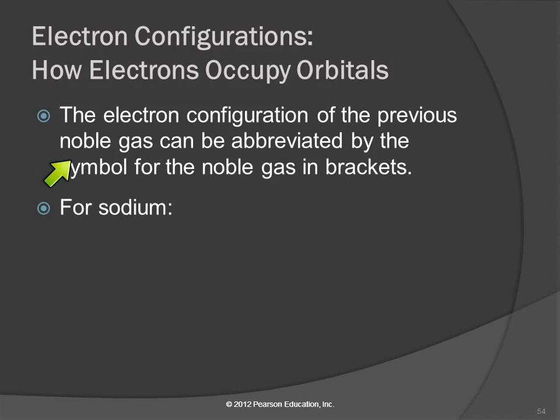So what we can do is put the symbol for the noble gas in brackets and use that as an abbreviation for the electron configuration of that noble gas. So let's look at sodium. How many electrons does sodium have? 11. It has 11. Thank you.